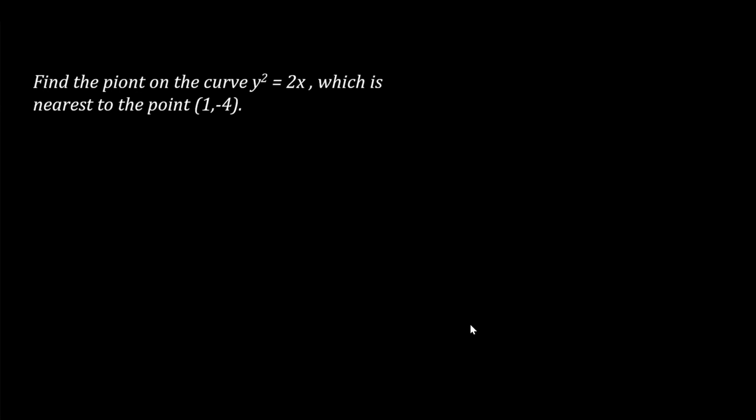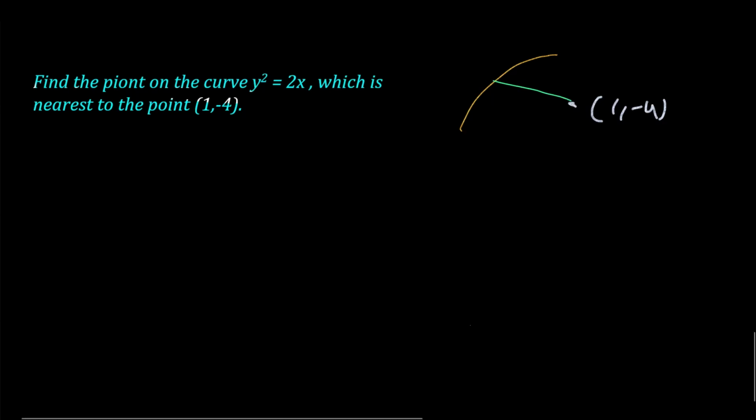Very similar to the previous question. Here too also we are given a curve. Let's say if I make a curve over here and there being a point over here, its coordinate is given as (1, minus 4), and we have to find out the shortest distance from this curve. The equation of the curve is given as what? This time it is y square is equal to 2x. Now let's say if I take this point as P, coordinate being (x, y), and this being the distance.